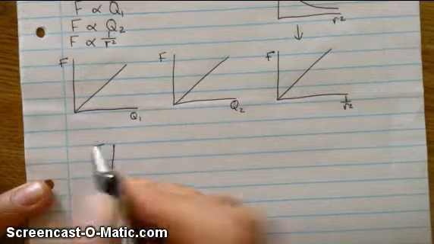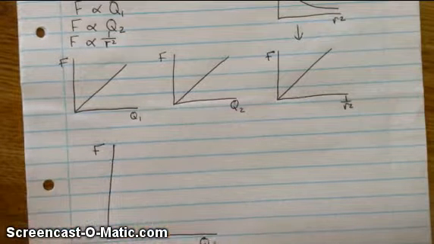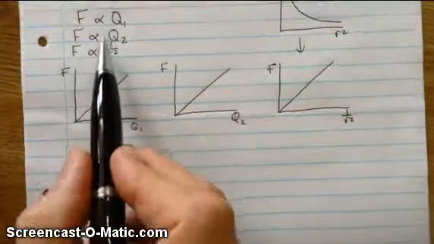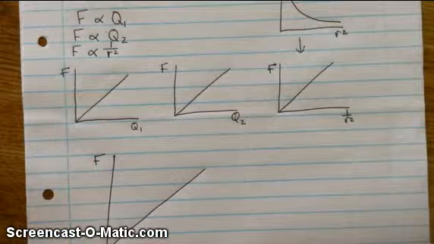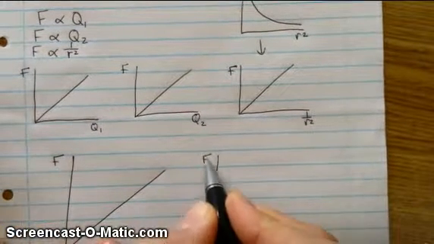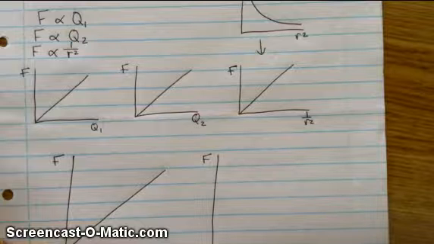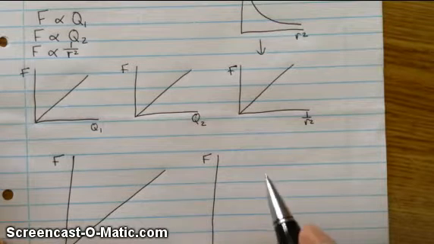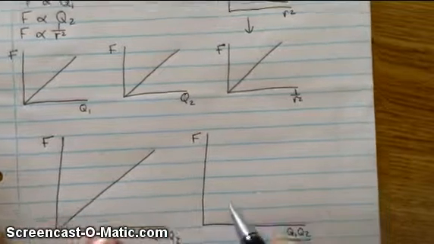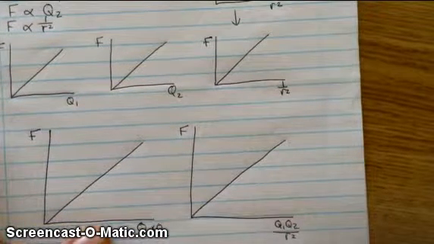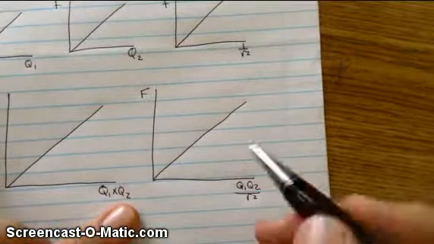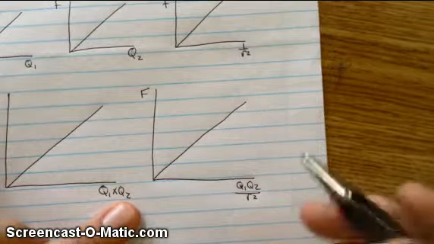If you take the force versus the product of the two charges, since they are both directly proportional, it will be a straight line. If you combine all of them, you will get force versus Q1 Q2 over r squared, and r squared being in the denominator, you will get a straight line. Now, whenever we get a straight line relationship in science, we are very happy about that, because that means that we can get a constant gradient.